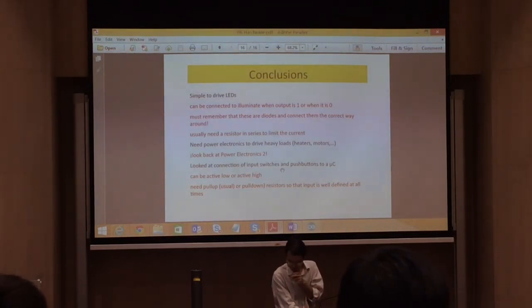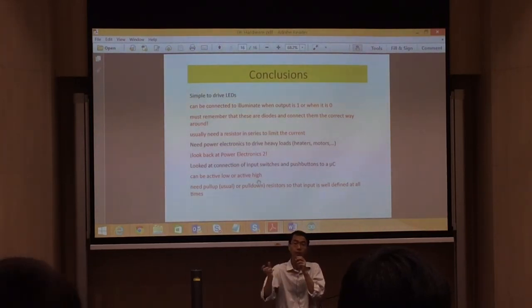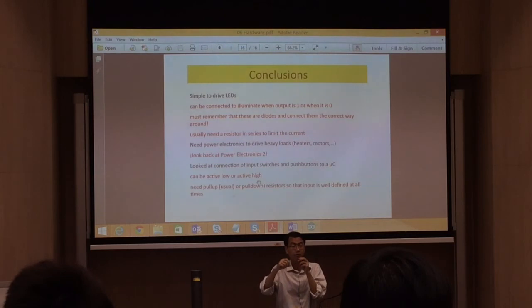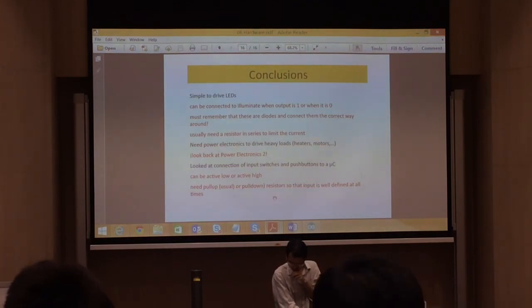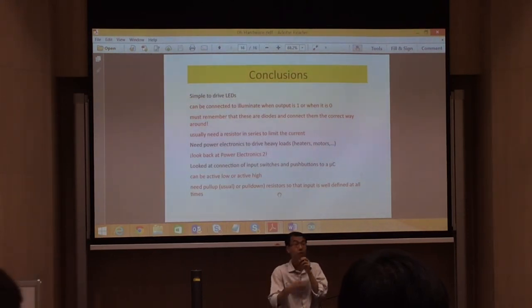So for these inputs, it can be active high or active low. We have discussed that if you use a pull-up resistor, it's actually an active low configuration, because when you close the switch, the input is low, and when you open the switch, the input is high. And the pull-up resistor basically makes your inputs well defined, so you don't have those undefined states.